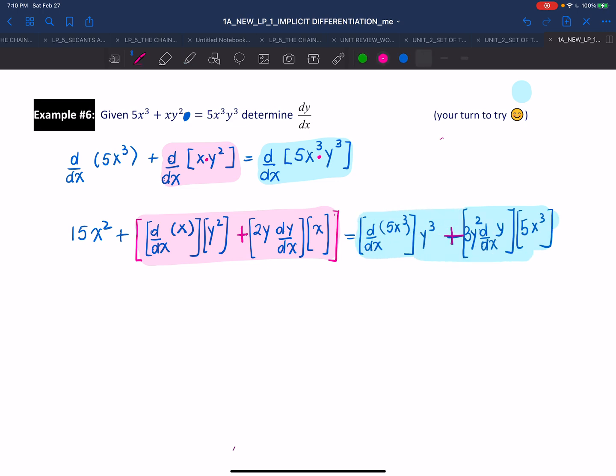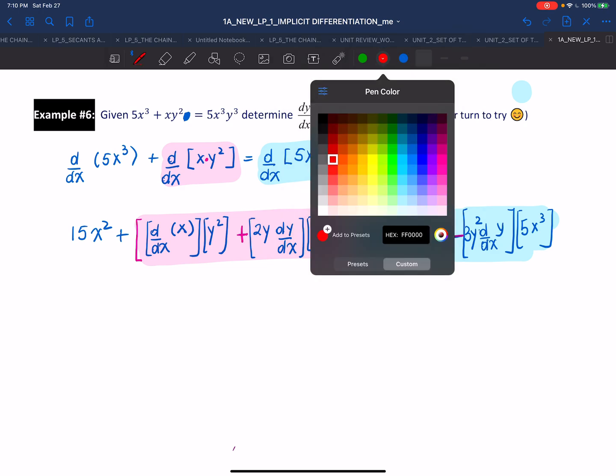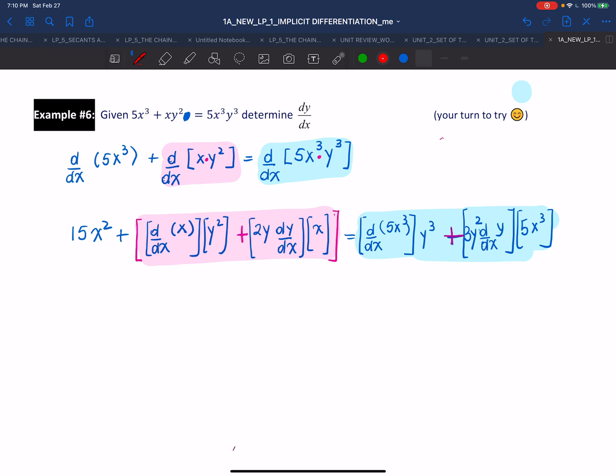So let's continue simplifying. We need to solve for dy dx. So let's put dy dx in here. So we have a dy dx on the left side, in this term. And we have a dy dx on this term here. Which means that these will be the two terms we have to eventually bring to one side, okay? Because they will carry the dy dx, our unknown. So I will rewrite this expression in a neater form.